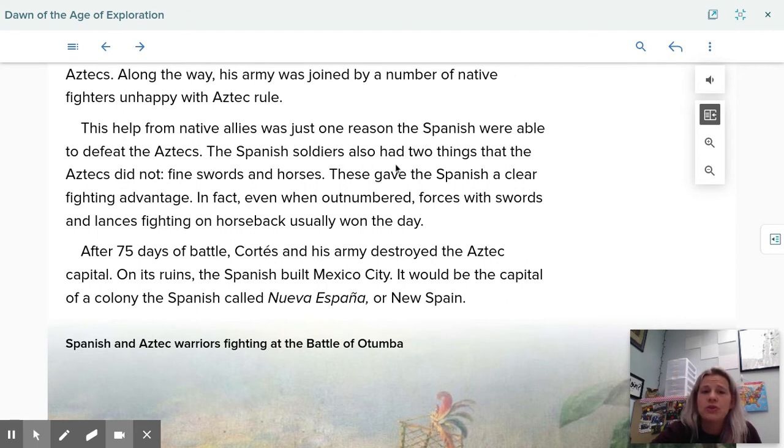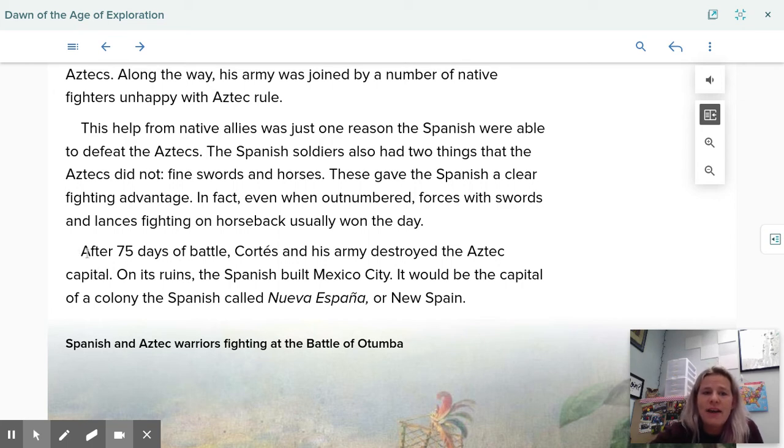The Spanish soldiers also had two things that the Aztecs did not. They had fine swords and horses. These gave the Spanish a clear fighting advantage. In fact, even when outnumbered, forces with swords and lances fighting on horseback usually won the day. So they had better weapons, and they had horses. Obviously, if you're riding a horse, you're up higher, so you have an advantage for that, and you can move faster to either get to an enemy or get away from an enemy.